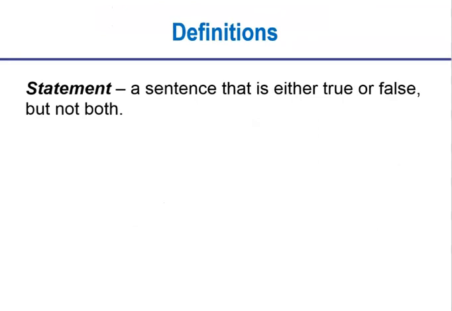I'm going to start with the definition of a statement. And a statement is a sentence that is either true or false, but not both. Both would actually be a paradox. But when I say it's true or false, when you read a statement, if it's possible to determine if it is true or false, it's considered a statement. If you can't decide whether it's true or false, likely it's not a statement.